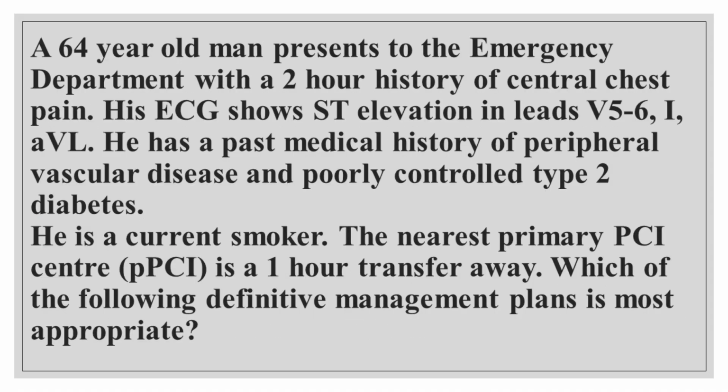A 64-year-old man presents to the emergency department with a 2-hour history of central chest pain. His ECG shows ST elevation in leads V5 to 6, I, AVL. He has a past medical history of peripheral vascular disease and poorly controlled type 2 diabetes. He is a current smoker. The nearest primary PCI center is a 1-hour transfer away. Which of the following definitive management plans is most appropriate?